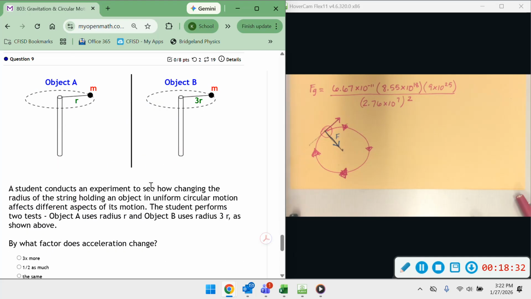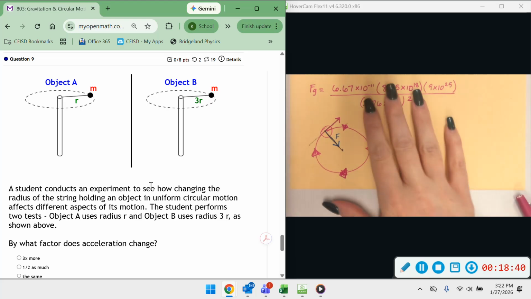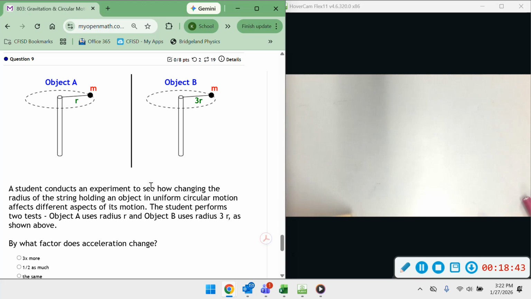All right, question 9. This is similar to question 1, except in question 1 we altered the mass, and in question 9 we are altering the radius. I think I need a fresh sheet of paper though. So let's get us a new sheet of paper in case we need to work anything out. All right. This one says, a student conducts an experiment to see how changing the radius of the string holding an object in uniform circular motion affects different aspects of its motion. The student performs 2 tests. Object A uses radius r, object B uses radius 3r as shown above. Again, you can see that in the picture.